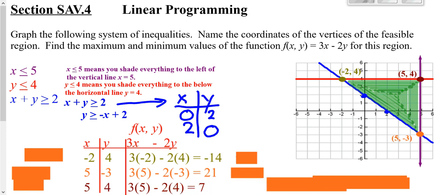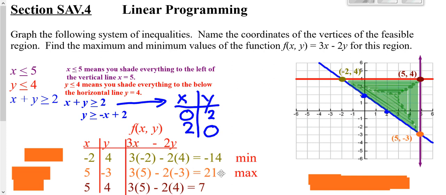Work that out. Now I'm looking for my maximum, which would be the biggest of these, which I can see is 21. And I'm looking for the minimum, which would be the smallest of these, which I can see is -14. So I now have my max of 21, my min of -14 for this particular problem. Sometimes you're going to be looking for your output values, which is the max and the min.